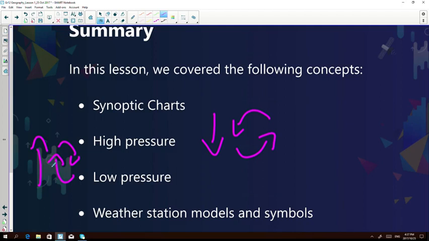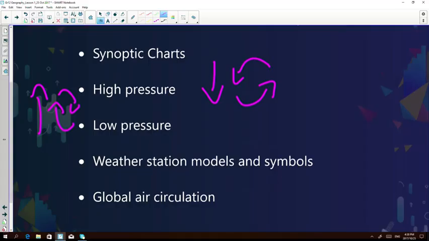And then the weather station models. Very importantly, grade 12, it's easy marks: describe the weather and use the symbols in the weather station models to be able to describe the weather. For instance, tell us what's the temperature, tell us what's the dew point temperature, tell us the cloud cover, tell us the wind direction and the wind speed.